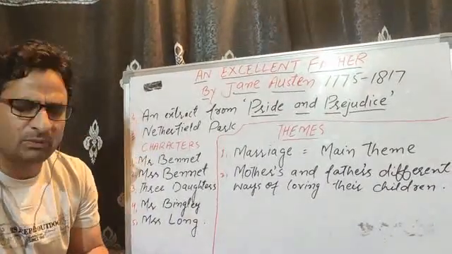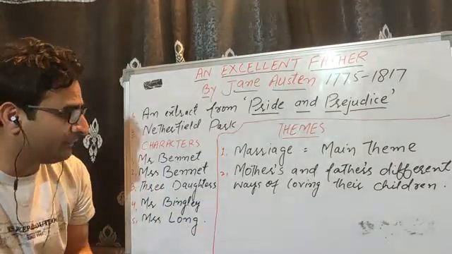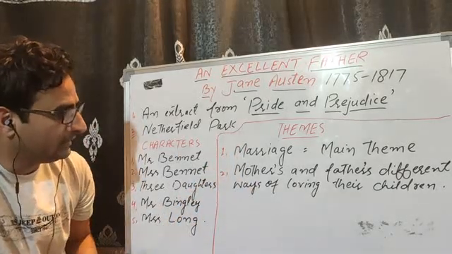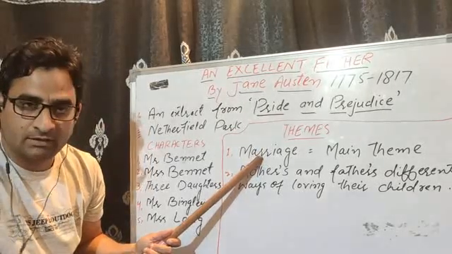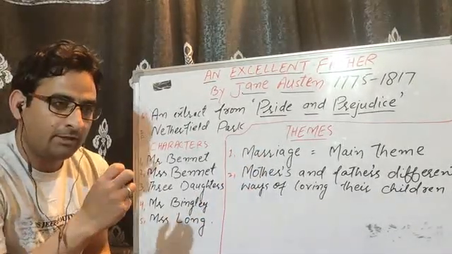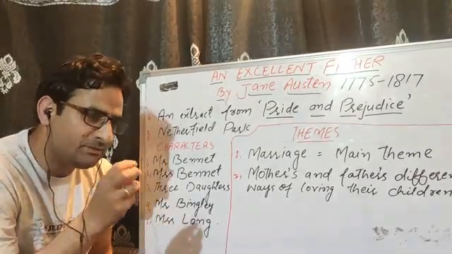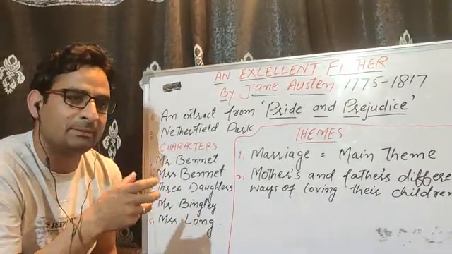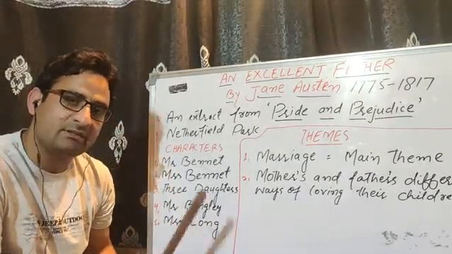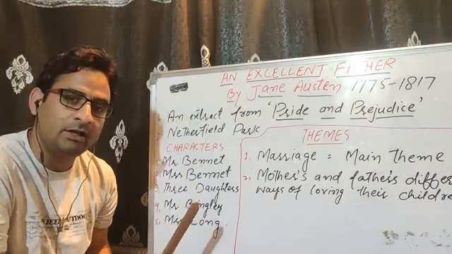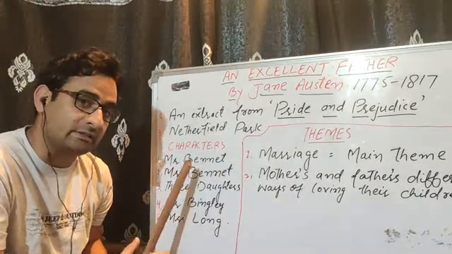It may vary from person to person or from culture to culture. There are many themes. I have written two of them here. The most important and the main theme is the theme of marriage. When you read this chapter, this prose, you will see everything revolves around the marriage of the daughters of Mr. Bennet and Mrs. Bennet. Mrs. Bennet tells Mr. Bennet to visit Mr. Bingley. Why? Because she wanted one of her daughters to get married to Mr. Bingley, who was a rich person.